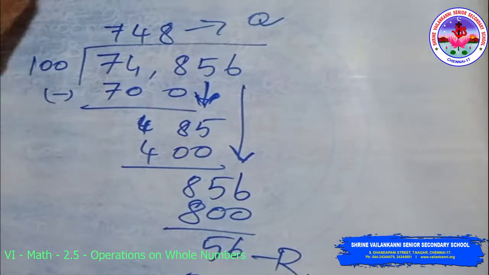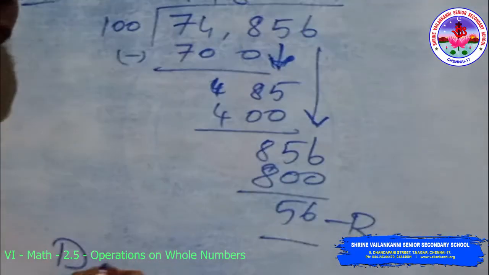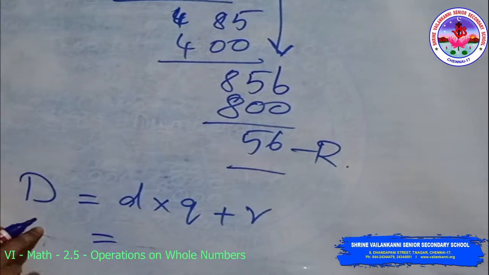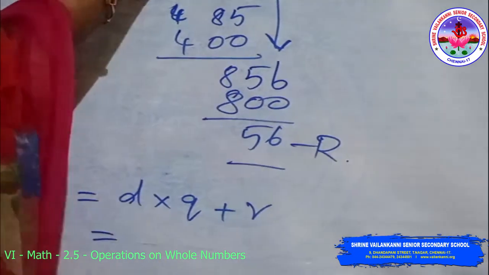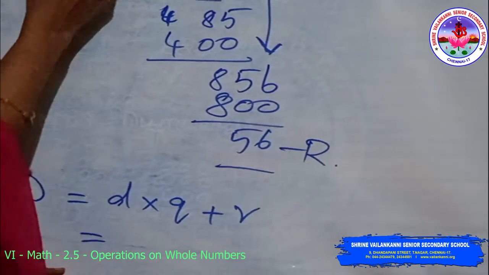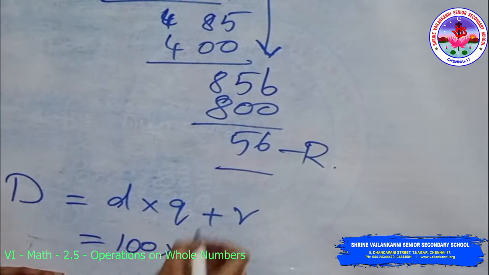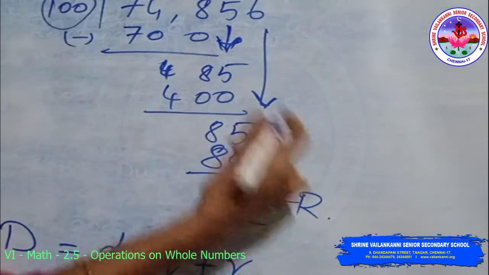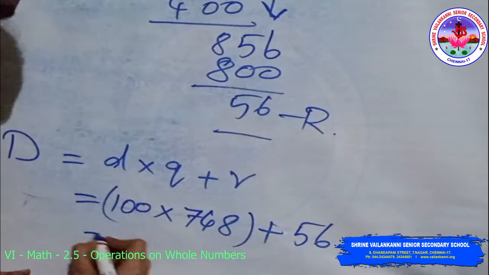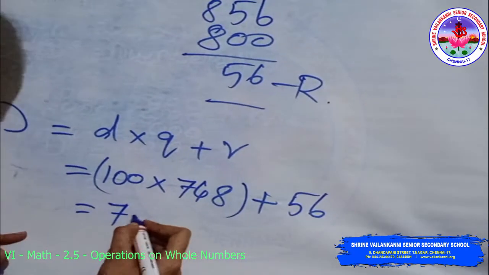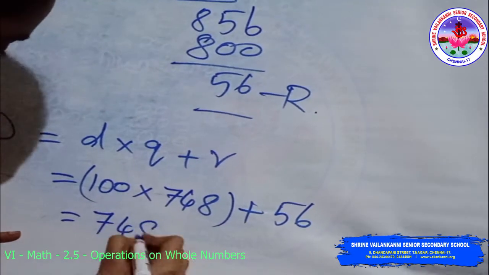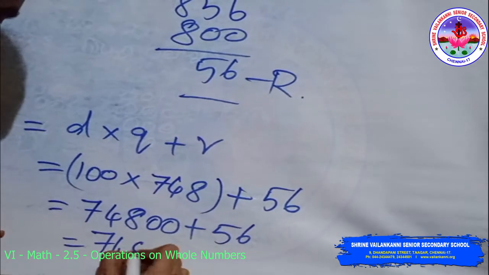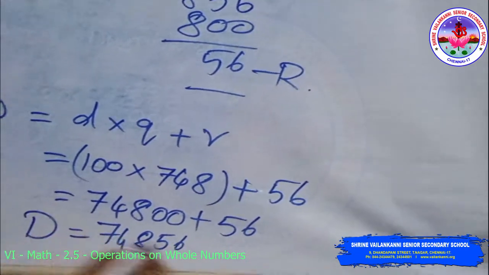The division rule: capital D is equal to small d into quotient plus remainder. Here, finding the dividend value. This is the divisor, 100, into the quotient 748, plus the remainder 56. Here the answer is 74,800 plus 56. The answer is 74,856. That is the dividend.